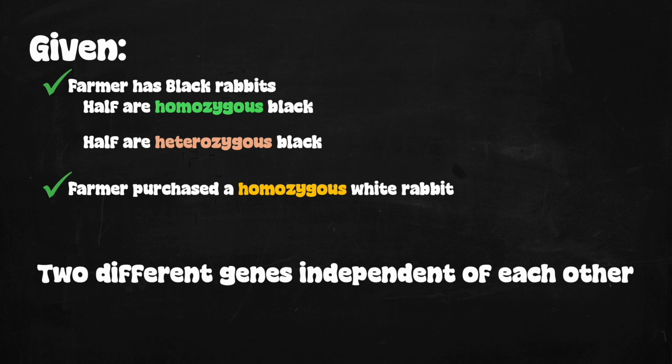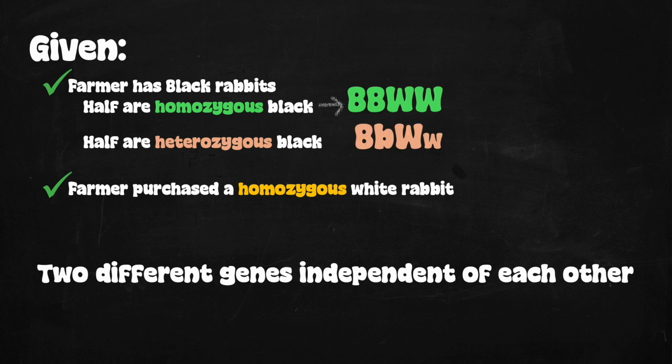We will set black homozygous as big B, big B, big W, big W. Heterozygous black as big B, small b, big W, small w. And homozygous white as small b, small b, small w, small w.